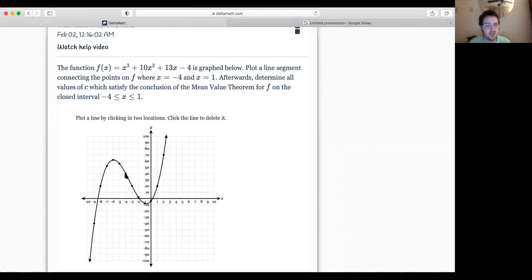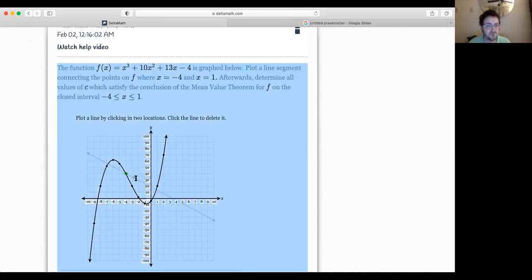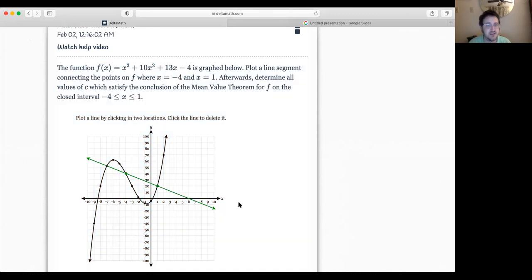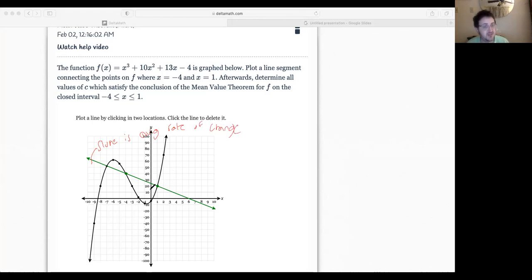So I'm going to go find where x equals negative 4 with my mouse. And then I'm going to go find where x equals 1. And I'm going to plot the line so that it settles right there. And this is our average rate of change. The slope of this line is our average rate of change. And the question is, is there an x value where the average rate of change is also the instantaneous rate of change? So we can see that it's kind of a downward slope.